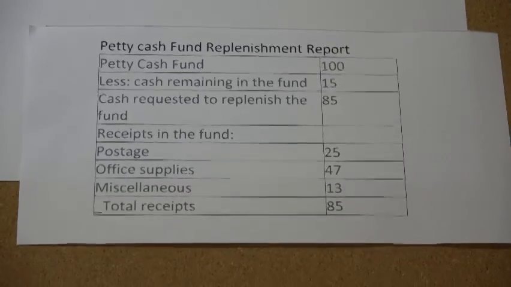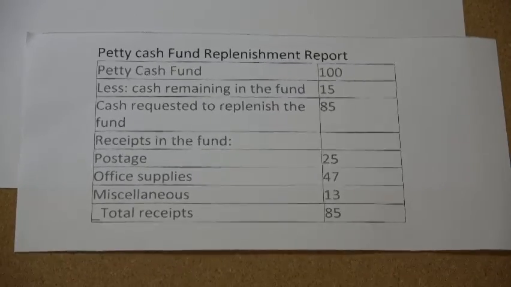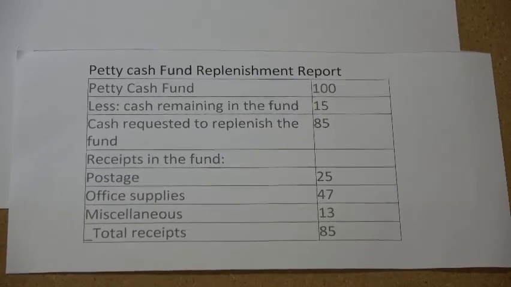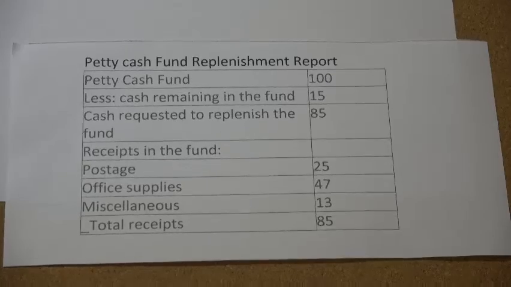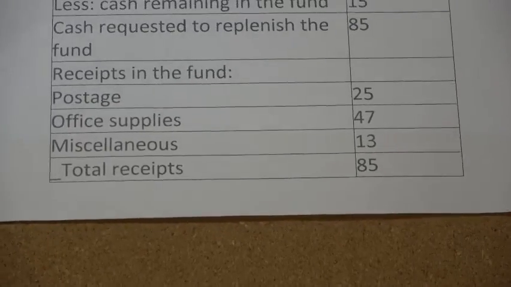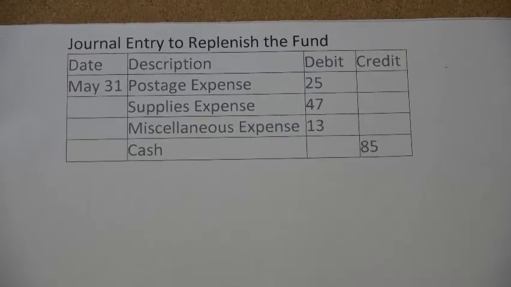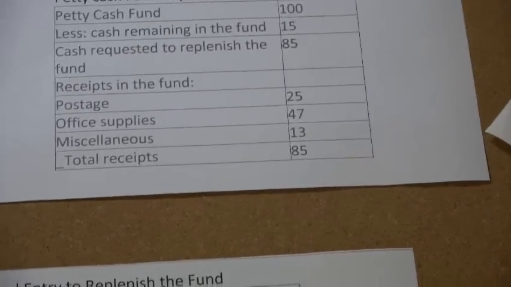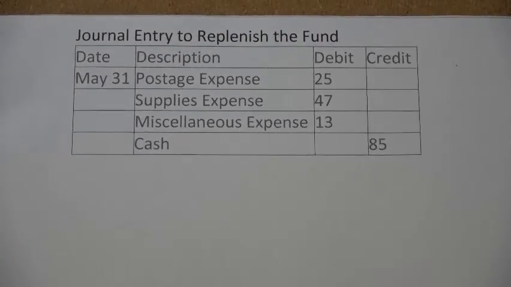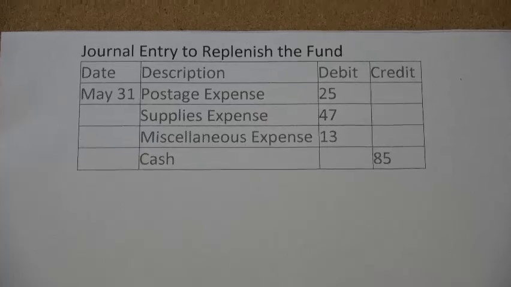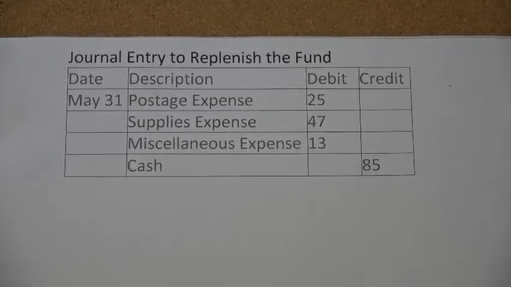You started out with 100, and there was only $15 remaining in the fund. The cash requested to replenish the fund is 85, and here are all the receipts in the fund. And this is the journal entry to replenish the fund. Counting from the receipts, it is now put into expenses, and cash is credited again to be withdrawn.